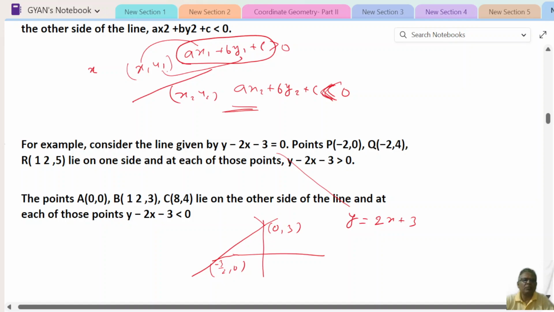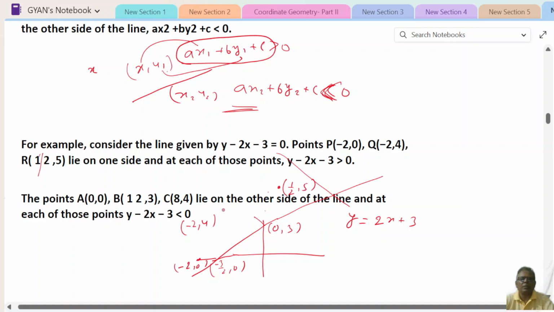Take points on one side of the line: (minus 2, 0), (minus 2, 4), and (1 by 2, 5).